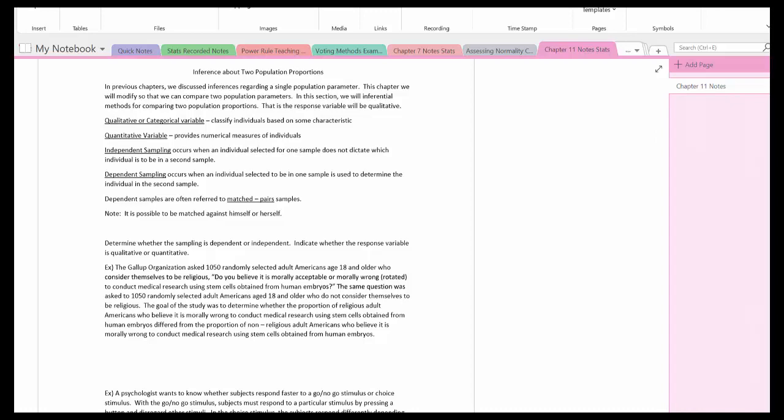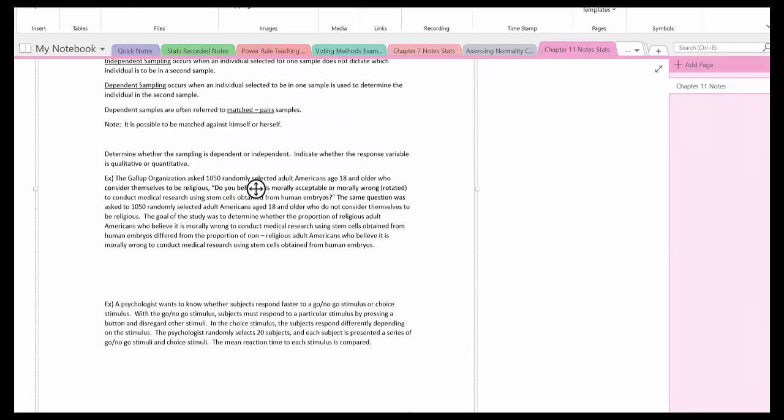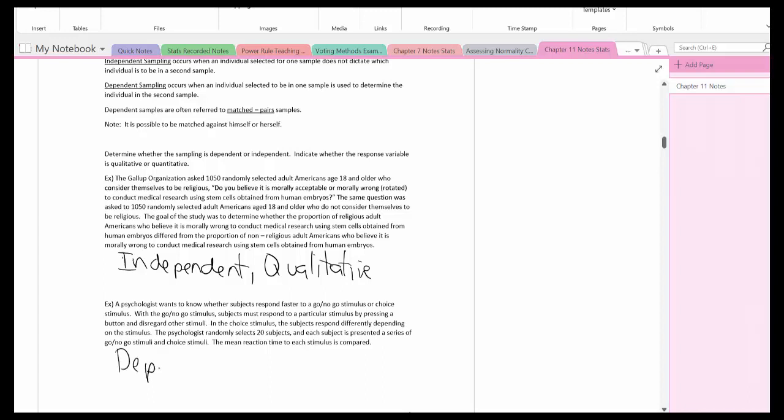Okay, so take a minute or two to look at the two scenarios and determine if each is dependent or independent and whether the response variable is qualitative or quantitative. So stop the video now, answer the two questions, and then continue the video from there. Okay, so what do we have? Certainly the first is going to be independent and qualitative. And the second example is going to be dependent and quantitative.